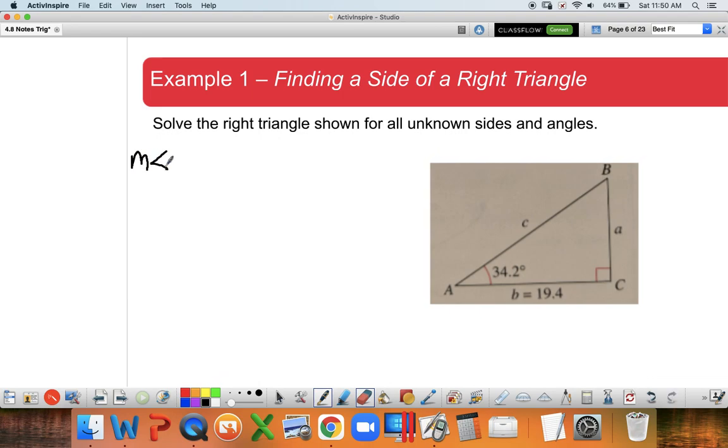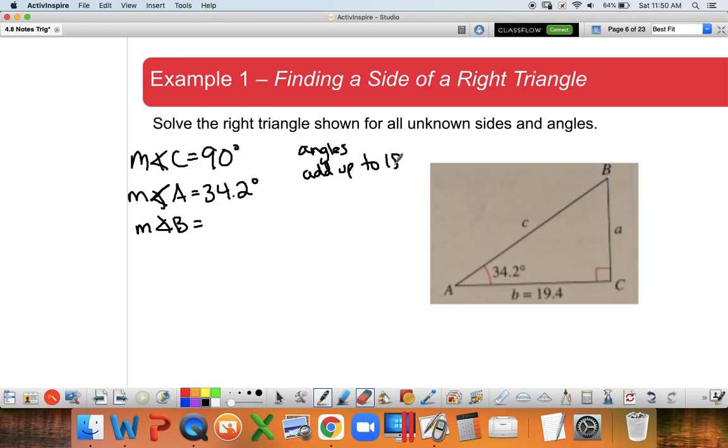I know that the measure of angle C is 90 degrees, because it's my right angle there. And they tell me that the measure of angle A is 34.2 degrees. So how do I figure out the measure of angle B? Well, one of the main theorems that we know is that all angles in a triangle should add up to 180 degrees, and that's just a theorem that we need to know. So in order to figure out the measure of angle B, I just do 180 minus 90 minus 34.2, and I get 55.8 degrees. So we know this one over here is 55.8 degrees.